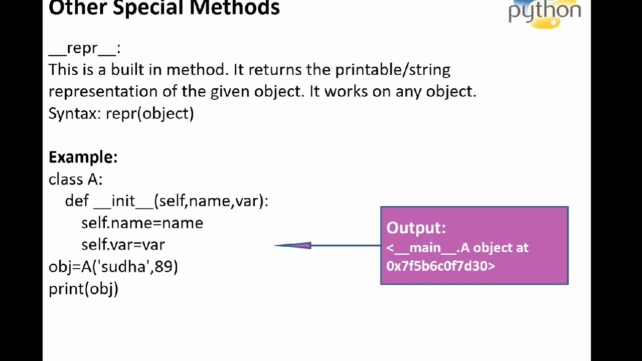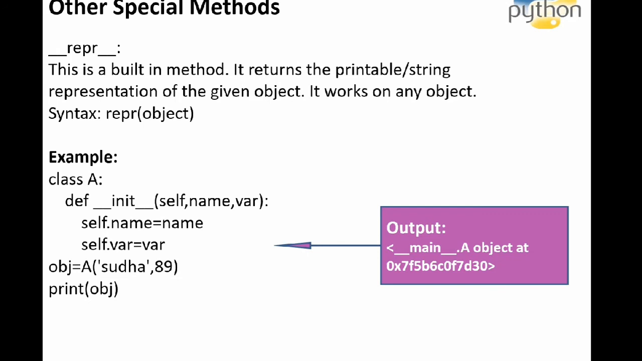The first one is the name variable and the second one is the var variable. So I said self.name is equal to name and self.var is equal to var. So I'm doing initialization of the two instance variables. So I say obj is equal to A of Sudha and 80, or something I have given. So Sudha goes into the name and 80 goes into var. Okay, these two are individual to obj.